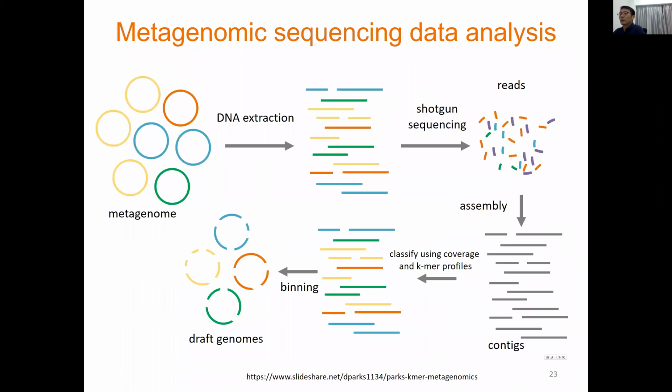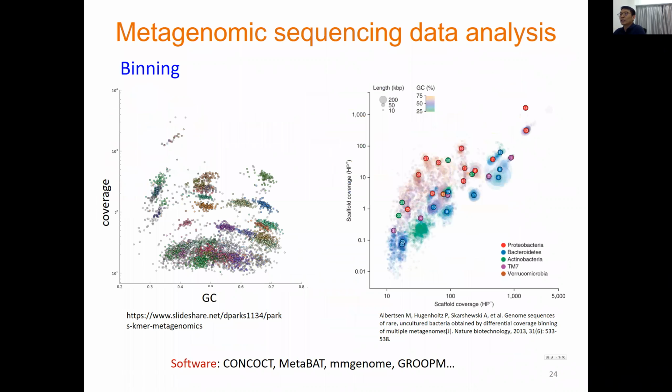In this process, the binning is a very important step. For genomic binning, there are a few software such as CONCOCT, MetaBAT, and GroopM, and so on. There are also many other binning software. If you are interested in genome binning, please check their paper or website.